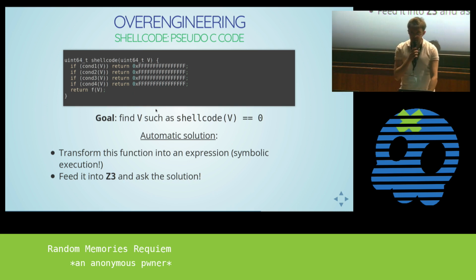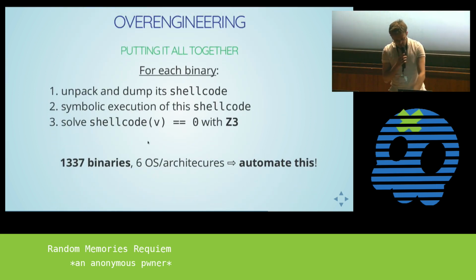And we have to do this automatically because we have 100s of binaries, so we don't want to do this by hand 100 times. So one solution is to transform this into an expression using symbolic execution and use Z3 to solve this for us. So if we put it all together, for each binary we need to unpack it, extract this shellcode, then do the symbolic execution of this shellcode, and then use Z3 to solve this. We've got to do that for 337 binaries, for 5 different architectures, so we need to automate the whole thing. Or we need 1,000 people to do that, but we don't have 1,000 people.